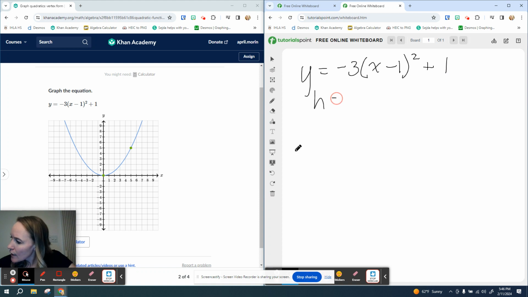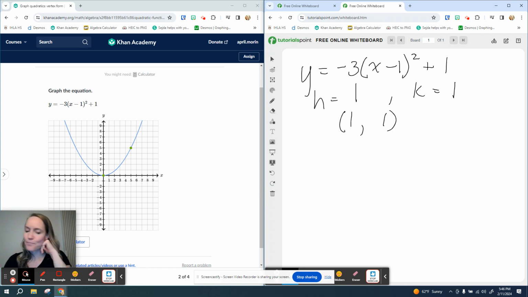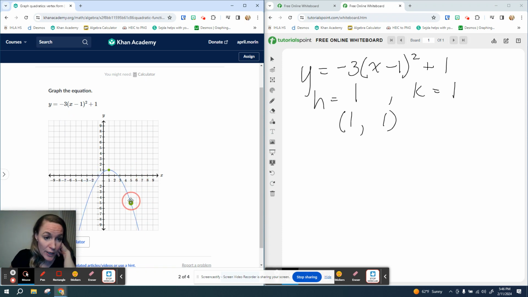So what is my h? My h is 1. And what is my k? My k is positive 1. So my vertex is 1, 1. All right, so let's move my vertex to 1, 1. Notice it's negative, so my parabola is going down right here, right? So I'm going to pick a 0, and I'm going to see if it gives me a whole number, right? So that's the name of the game.